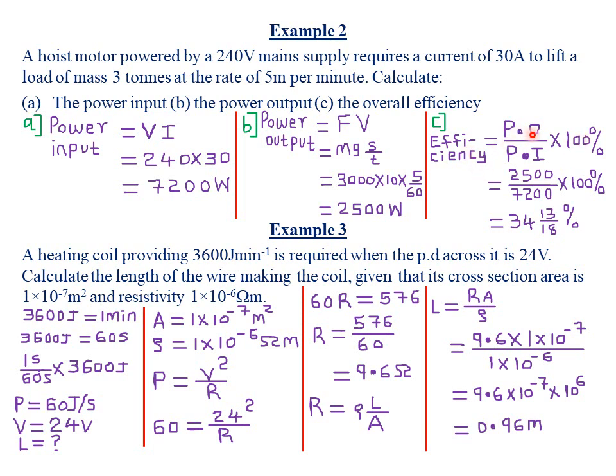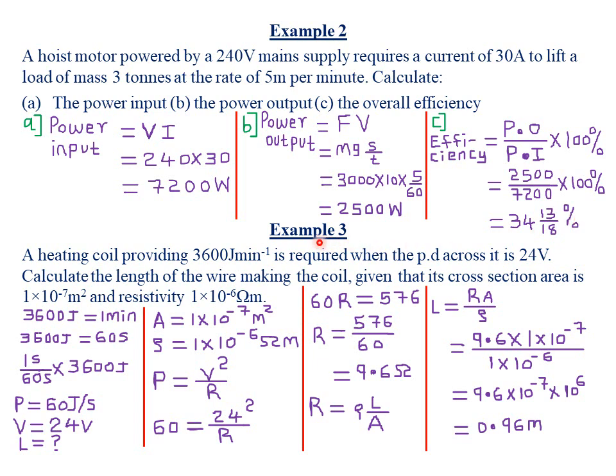We have already computed it as 2,500 watts. So we'll have 2,500 watts divided by the power input. We have already computed it as 7,200 watts. So divided by 7,200 watts multiplied by 100%, or we are simply expressing it as a percentage. So 2,500 divided by 7,200 multiplied by 100%, you'll obtain an efficiency of 34 13/18%. So that is the efficiency of that particular machine.